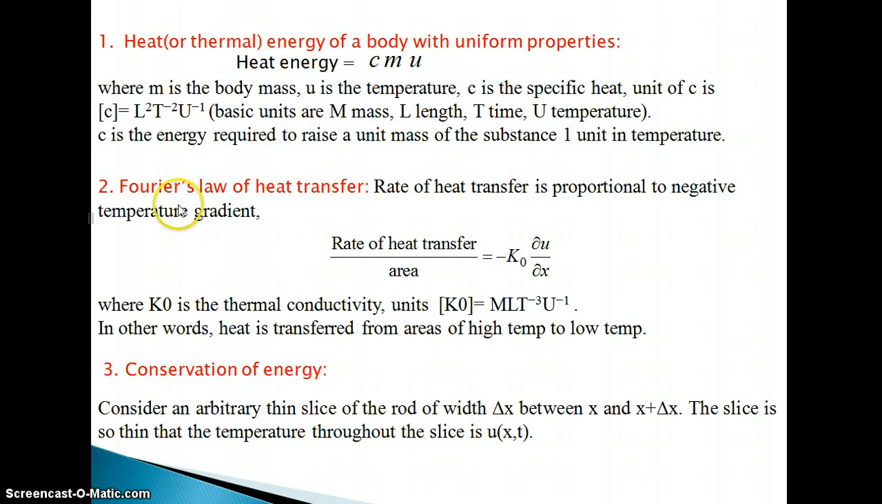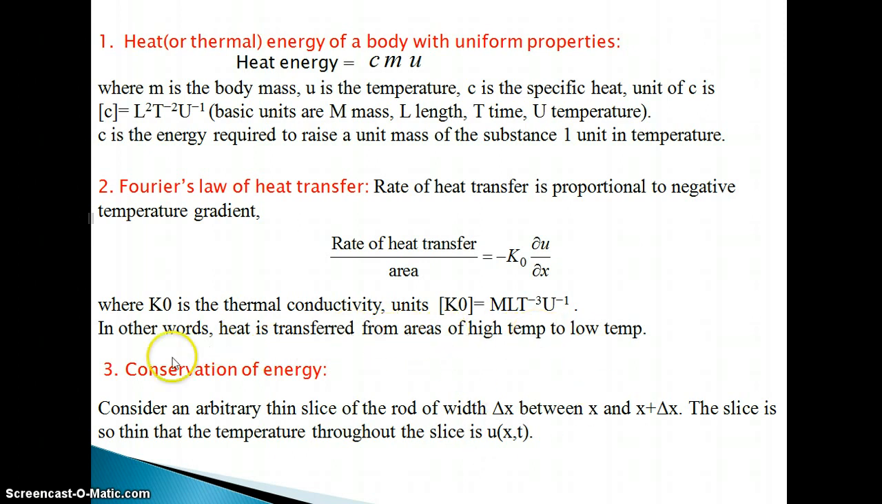And the second principle is Fourier's law of heat transfer. Fourier's law states that the rate of heat transfer is proportional to the negative temperature gradient. That is, the rate of heat transfer per unit area is minus k naught times ∂u/∂x, where ∂u/∂x is the temperature gradient. Heat transfer always takes place from higher temperature to lower temperature, and because of that the negative sign is given here. Here k naught is the thermal conductivity, having units M L T^-3 U^-1. This represents that heat transfer takes place from higher temperature to lower temperature.